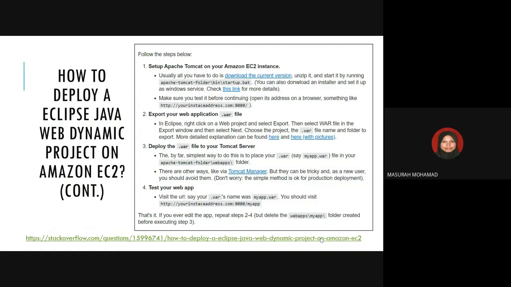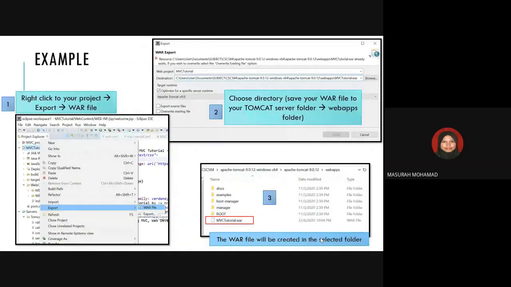There are 4 basic steps to be followed. First of all, we need to set up the Apache Tomcat server, and then export our web application WAR file that we have produced before. After we have made a WAR file, we need to deploy the WAR file into our server. Then we need to test the web application that we have installed into our server, whether it can be accessed or not. As simple as that. You also can try to deploy your web app by following this example.